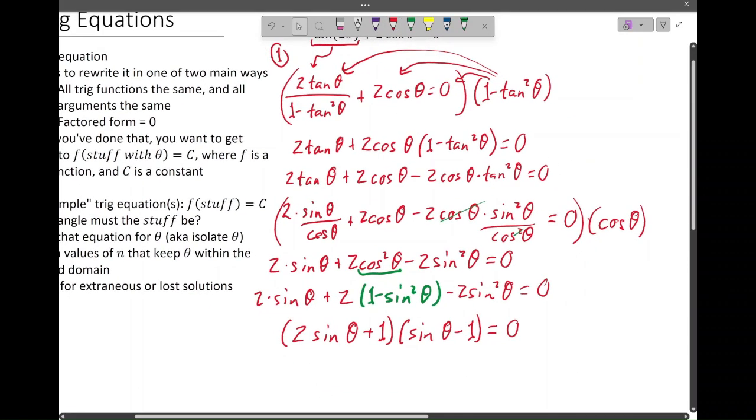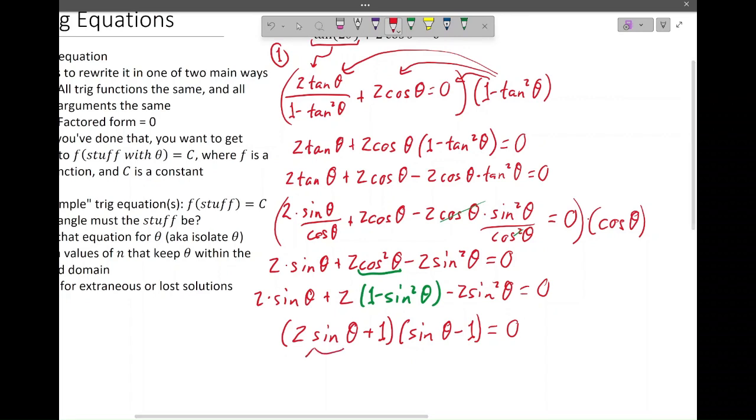Okay, at this point, I can use my zero product property and get that sine of theta has to be equal to -1/2 or sine of theta is equal to 1. This one's easy peasy because I only have one angle that does that. Theta is equal to pi over 2.